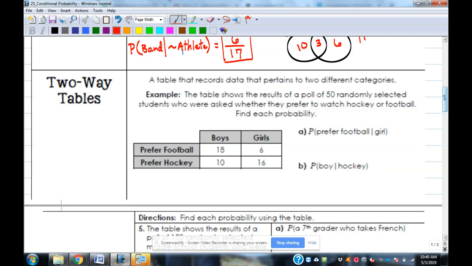Okay, so part A is asking for the probability that they prefer football given that they're a girl. So this is one of those things where you think about it logically, you're not going to use the formula. Logically, how many girls are there? 22 girls total. How many prefer football? 6. That's an easy thing to do. 3 out of 11.